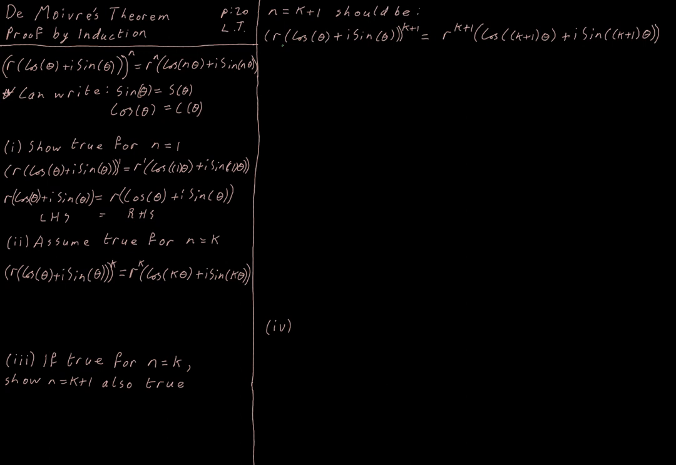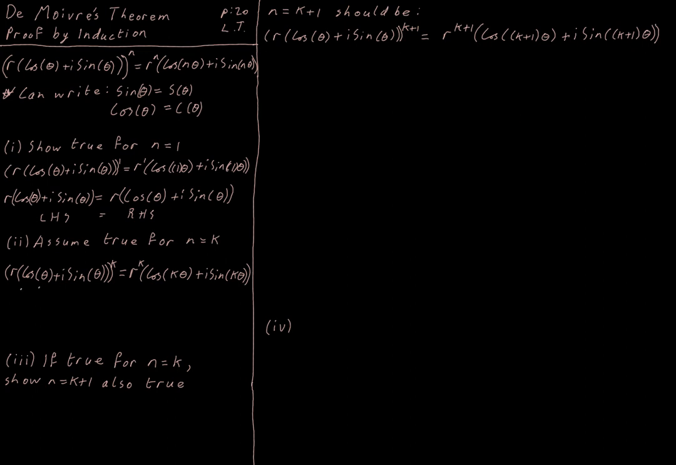So we haven't proved anything yet, but this is what the left-hand side should look like for the n is equal to k plus 1 situation. This is what the right-hand side should look like for the n is equal to k plus 1 situation. All that's happened is anywhere there was an n, I have put in k plus 1. That's all. And this is what we should be able to get to.